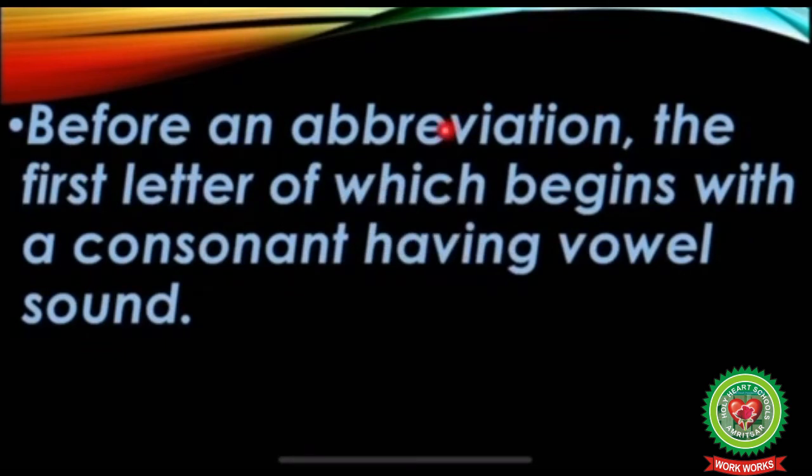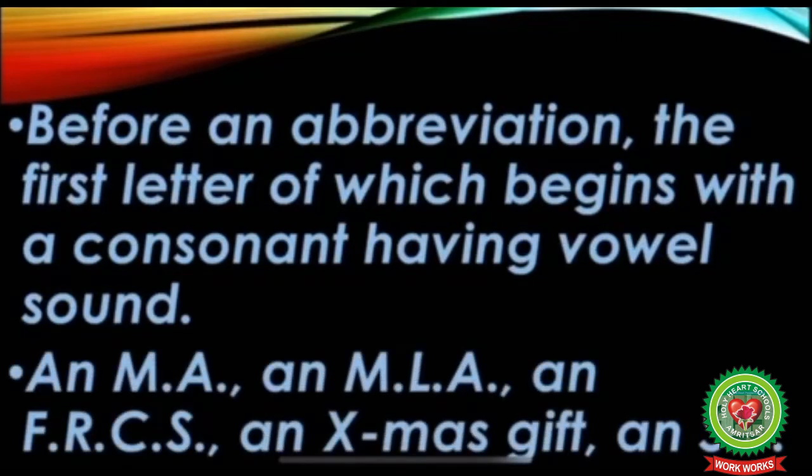Before abbreviations, the first letter of which begins with a consonant having a vowel sound. So children, we will be using this an before the abbreviations if the sound begins with the vowel sound. See the example. An MA. Children, though this M is not a vowel, actually this is giving us the sound of a vowel, that is A, MA. So M gives the sound of A. So we will be using an here.